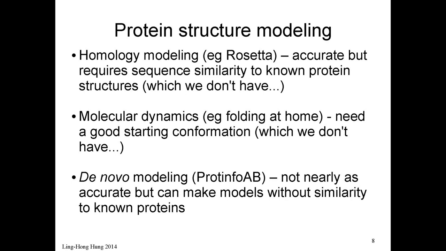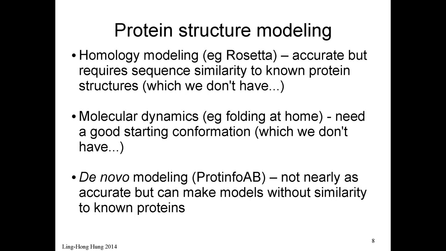The easiest way and most accurate way to make a model of a protein is if you have a sequence and you use it to find the sequence of a known structure that's similar enough. Something like Rosetta will do this. This is very accurate, but it requires something we don't have, which is similarity in sequence to something which we already know. Another way of doing it is through molecular dynamics, something like Folding@home. But for this to work, the current molecular dynamics methods are really only accurate if you have a good, accurate starting conformation. Again, this is something we don't have, so we can't use this.